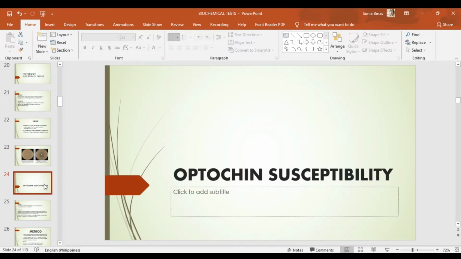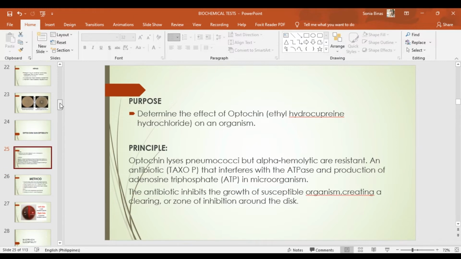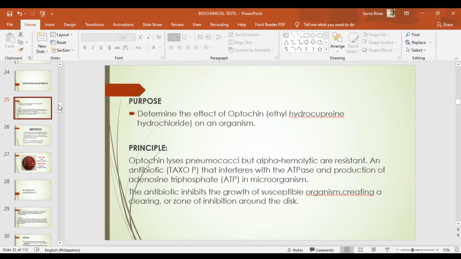So, next is our Optochin susceptibility. Optochin susceptibility determines the effect of Optochin on an organism. Ano ang ating organism na susceptible sa Optochin? It is our Streptococcus pneumoniae. So, this antibiotic inhibits the growth of susceptible organisms, creating a clear zone of inhibition around the disc.